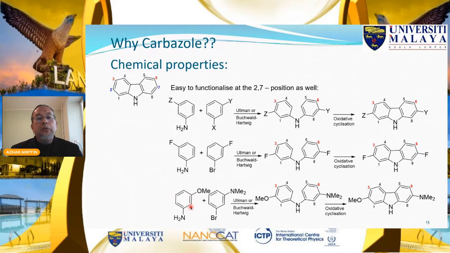For example, if you use meta-methoxyaniline and react it with meta-bromo-N,N-dimethylaniline here, it will form this bisphenylamine first. Then again, you do oxidative cyclization with a catalytic amount of palladium acetate. Then you will get this 2,7-disubstituted carbazole. Why do we want to put all these substituents here? Because these substituents have their role in making this molecule a good candidate for the OLED device.